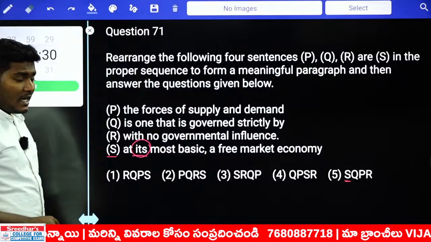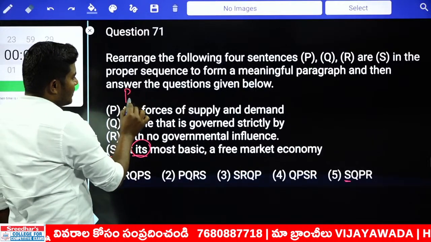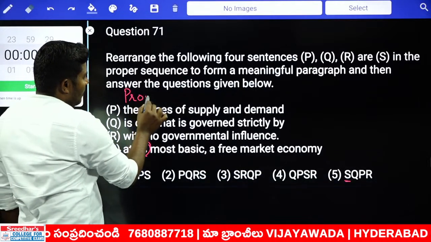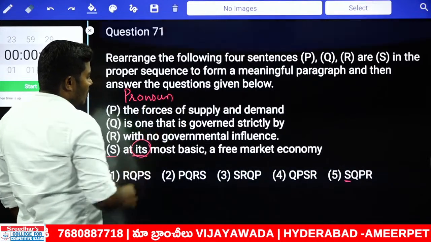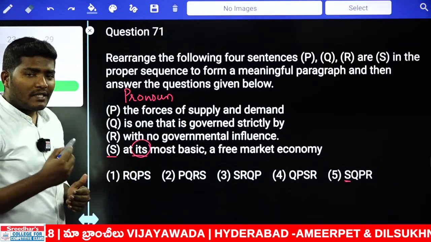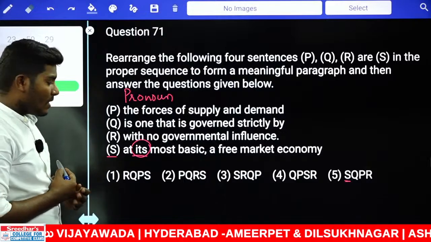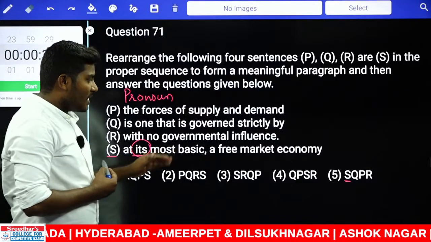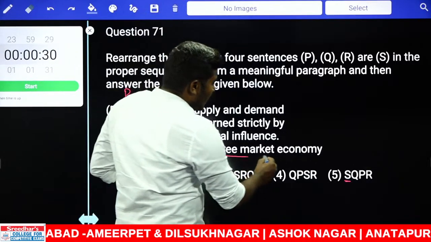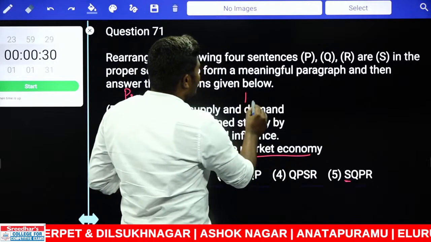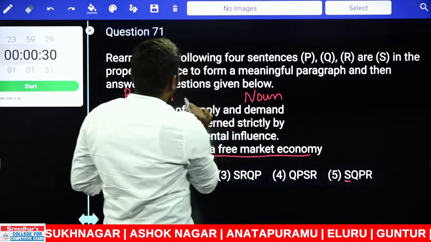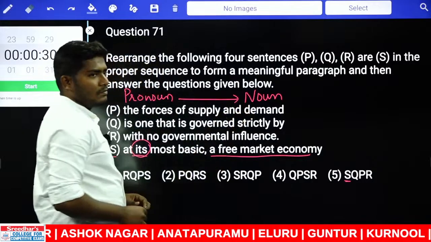What is this? It's. What is the part of speech of "it's" there? That is a pronoun. Yes or no? Now, this pronoun is referring to a noun. What is the noun we have here? Can you tell me what noun we are referring to? At its most basic, a free market economy is the noun form which we are referring to. This pronoun is referring to the noun.